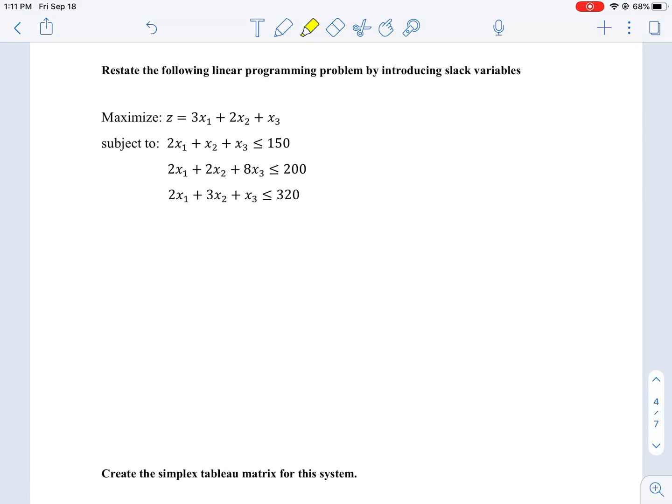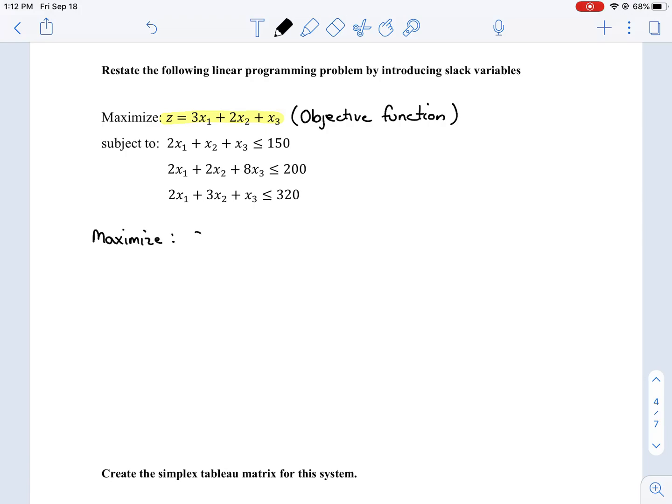So restate the following linear programming problem by introducing slack variables. Well, here is the function that we are trying to maximize, and this is called the objective function. This objective function is subject to three constraints right here, and each one of these constraints is an inequality. And we're going to use slack variables to write each of them as an equality. So let's do that.